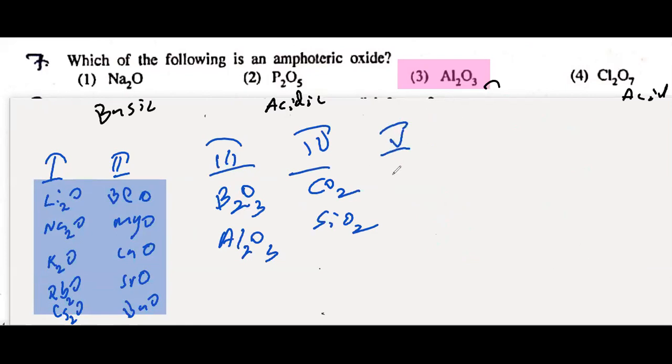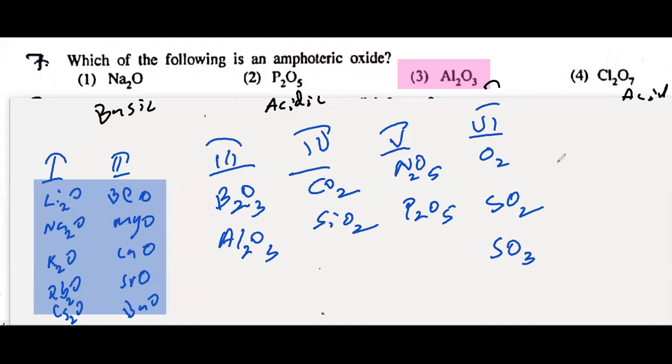Group 5, you get nitrogen. Nitrogen forms a lot of oxides. I'll write the highest oxides, N2O5 and P2O5; they are acidic. Group 6: O2 is neutral. Oxygen, sulfur: SO2 acidic, and SO3 also acidic.